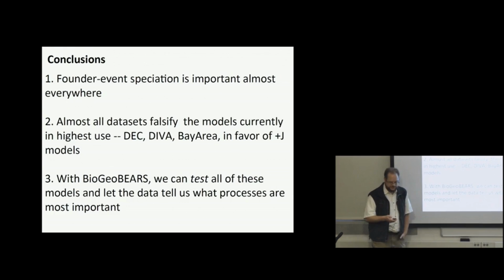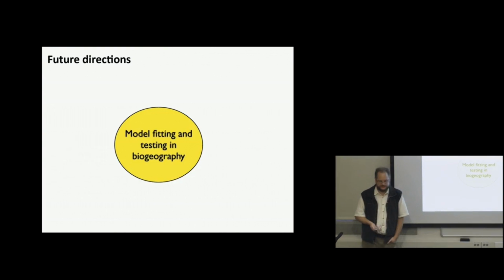So there's some conclusions. I think founder event speciation is important almost everywhere. Almost all the data sets falsify the models that are currently in highest use, which I think people should know about, in favor of the plus J models. And with this inference framework, we can finally test different models. Now, there's a lot of implications to this. And I'll try and wrap this up pretty quickly here.